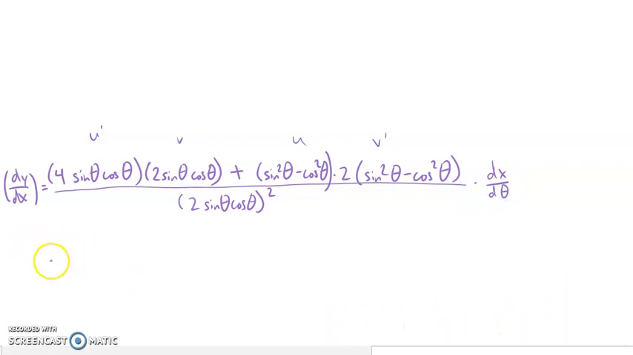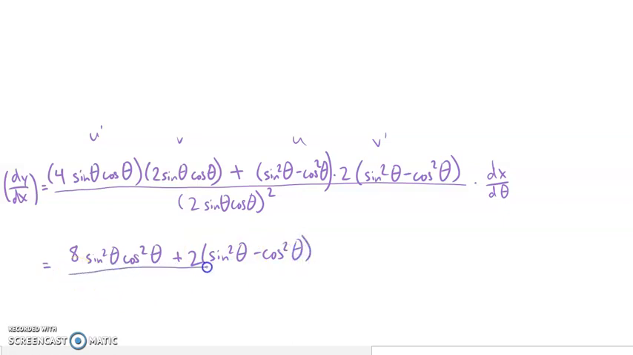All right, so let's see what this simplifies to. We've got 4 times 2 is 8. Sine times sine is sine squared. Cosine times cosine is cosine squared. So that's the first term in the numerator. The second term, well, notice that we've got a factor of 2. We've got 2 factors of sine squared of theta minus cosine squared of theta. In the denominator, we've got 2 sine of theta cosine theta squared.